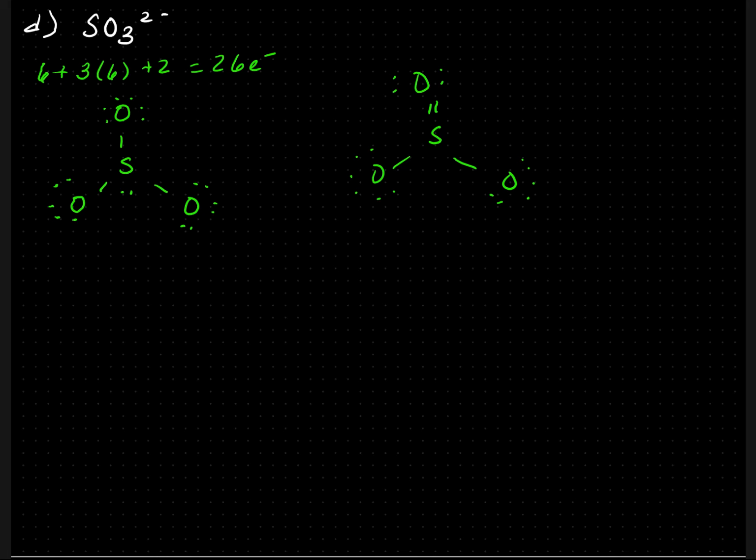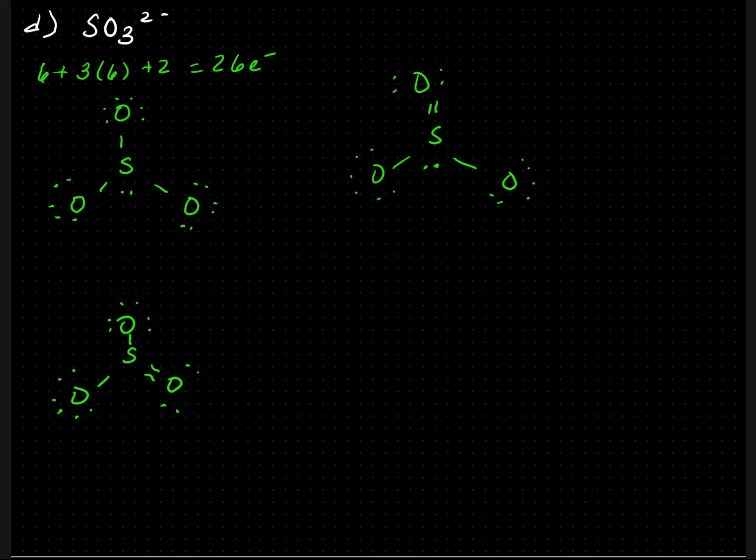So the remaining electrons go to the central atom. And sulfur can exceed the octet rule because of the empty d orbitals. So this is a viable structure for SO3 2-. Since it has a double bond, there are going to be 2 other resonance structures. Rotate the double bond and then fulfill the octet rule for each.